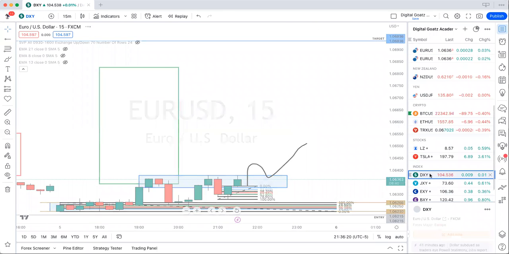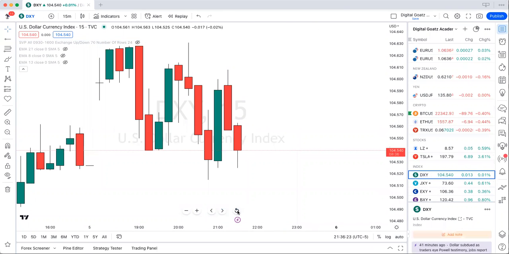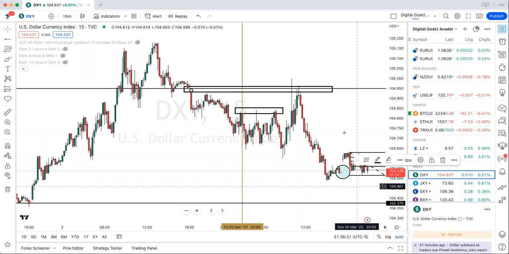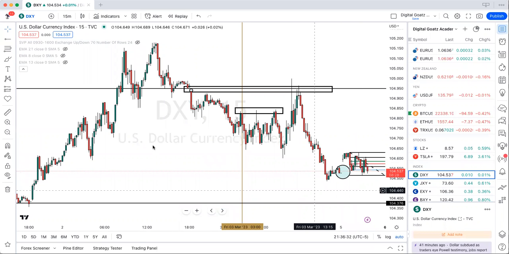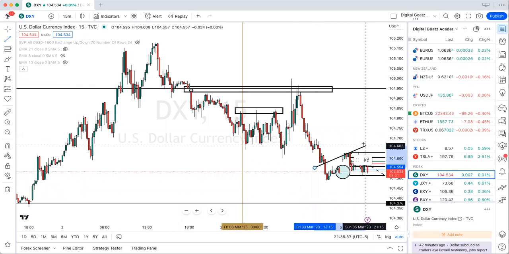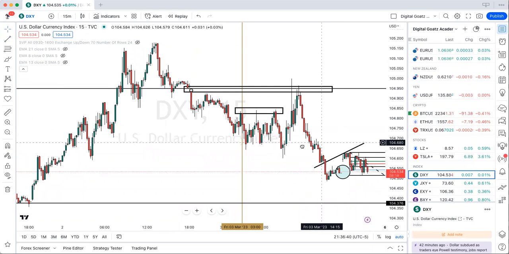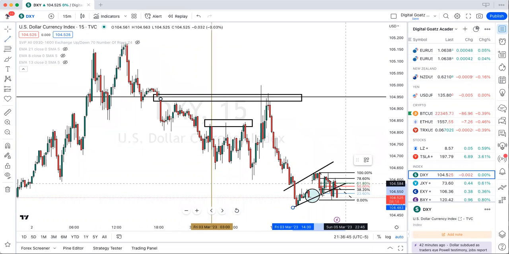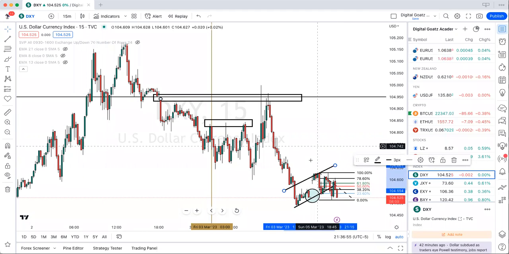But if we just look at the DXY, is it in fact selling like I mentioned? Yes it is. It's going to sweep that gap that was made in the market. So everything's playing out pretty clear for what we want to see. Not to mention, if you just put a pattern on this, it looks like a bearish flag, knowing that there could be retests going on.